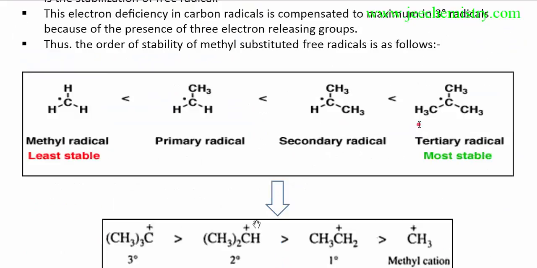Now the stability of the carbon free radical. It has an odd electron in the outermost orbit, one electron less. Anything which helps fulfill its octet, anything which stabilizes the free radical, increases the stability. So the plus I effect will increase the stability, because the plus I effect provides electron density towards this electron deficient carbon atom. Anything which decreases the electron deficiency stabilizes this free radical.